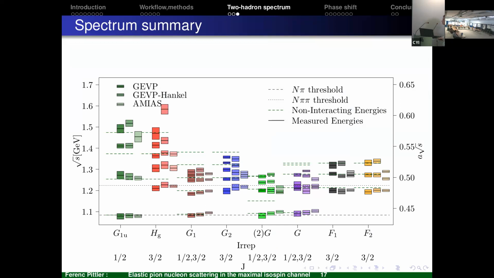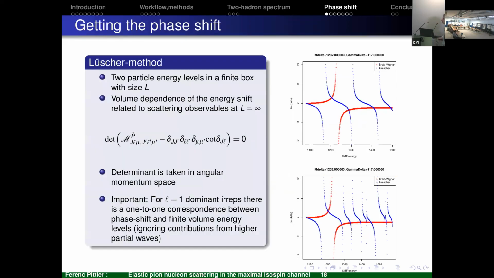Okay, so this is basically a summary plot of all spectrum determination, including all the ensembles and all the methods. And you can see that we have successfully computed the so-called phase shift from many different levels, where the non-interacting level is actually well separated between the energy levels we compute. And from now on, I will use this data in order to obtain the parameters of the resonance.